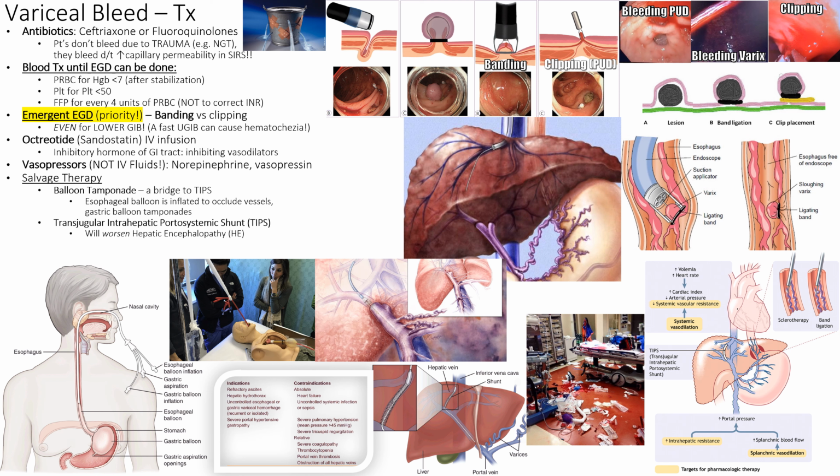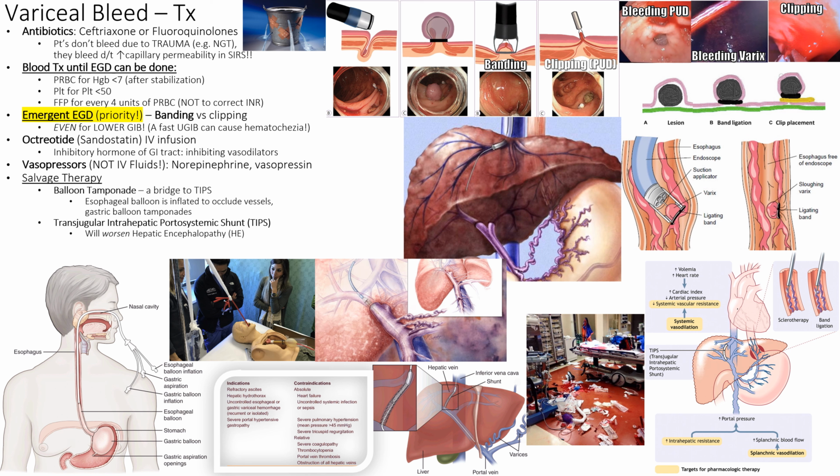Okay, and then octreotide. Octreotide is a vasoconstrictor of the GI tract. Basically, it inhibits all those little vasodilators that the body is trying to do to fix the situation. It stops that from happening. It's a splanchnic vasoconstrictor, right? It inhibits the whole GI tract, so they're at risk for hypoglycemia also.